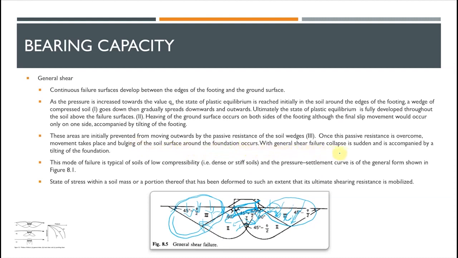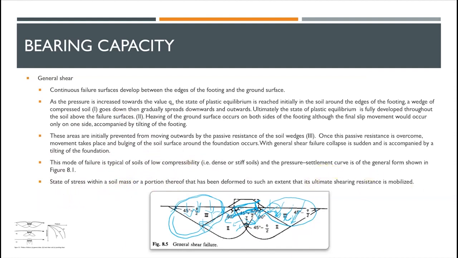With general shear failure, collapse is sudden and is accompanied by tilting of the foundation. So collapse, soil akan collapse, then foundation you akan terus tilt. This mode of failure is typical for soil of low compressibility, for example, dense or stiff soil, and the pressure settlement curve is of the general form shown in figure 8.1. Ini adalah low compressibility soil, bukannya macam high compressibility soil, contohnya macam clay, macam tanah gambut. But low compressibility soil meaning macam pasir.